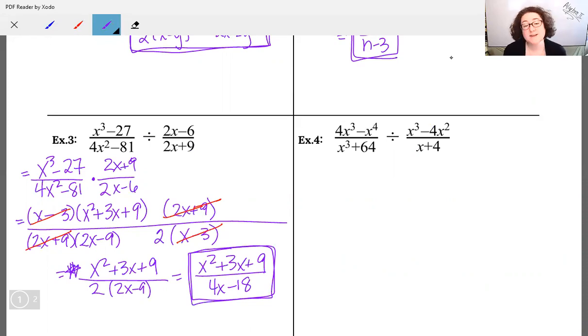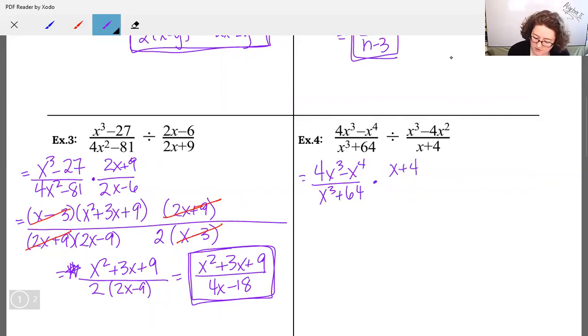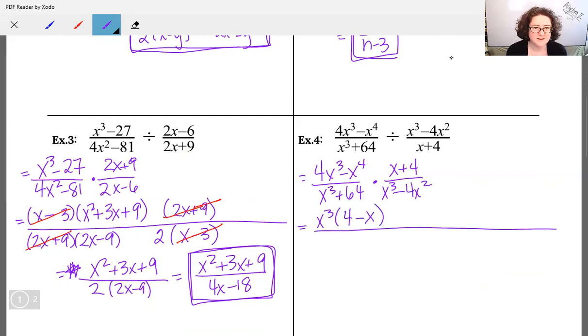Okay, go ahead and pause the video and try example 4. Okay, let's see how you did. So rewriting 4x cubed and x cubed plus 64. I've got another one of those sum of cubes times x plus 4 over x cubed minus 4x squared. So that's really the only factoring pattern I have. Everything else is really just taking out a GCF. So first one, I can factor out an x cubed, which leaves me with 4 minus x. And there's the kicker. That's what's going to make this one a little trickier, but not too bad.